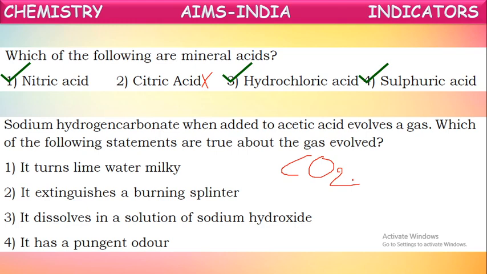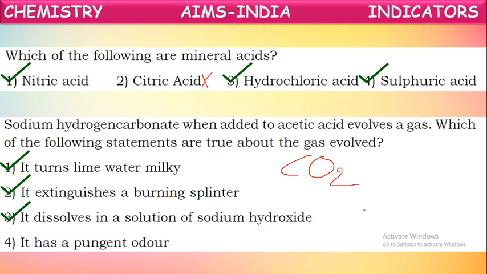Next one, it dissolves in a solution of sodium hydroxide. Of course, this we didn't discuss. Anyhow, it is correct. It dissolves in basic substances like sodium hydroxide and potassium hydroxide. They are good absorbents of carbon dioxide. So this is also correct. It has a pungent odor. No, carbon dioxide has no pungent odor, so it is wrong. What will be the correct answer? The first three. These three are true about carbon dioxide gas.